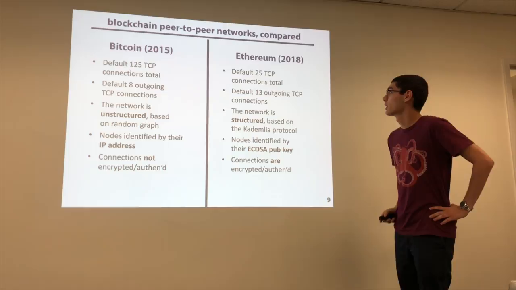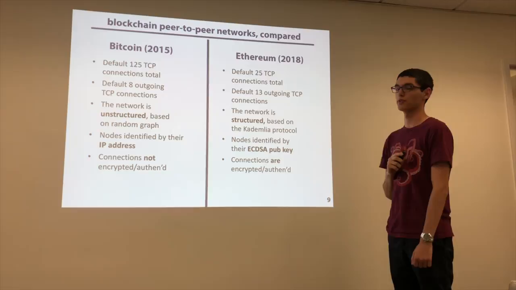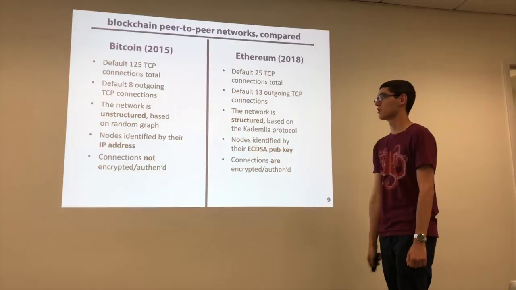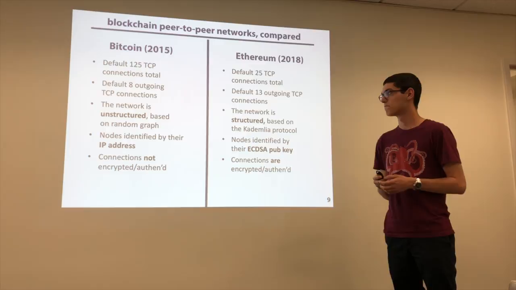All right, quickly, I have Bitcoin on the left and Ethereum on the right, if you forget how Bitcoin works. Bitcoin defaults to 125 TCP connections, Ethereum defaults to 25. Bitcoin does 8 outgoing, Ethereum does 13. The key difference here is that the network is unstructured in Bitcoin, but in Ethereum, it's structured. It's actually based on the Kademlia protocol, which is just a fancy distributed hash table. It's used in BitTorrent, and it's also used in IPFS, a few other things too.